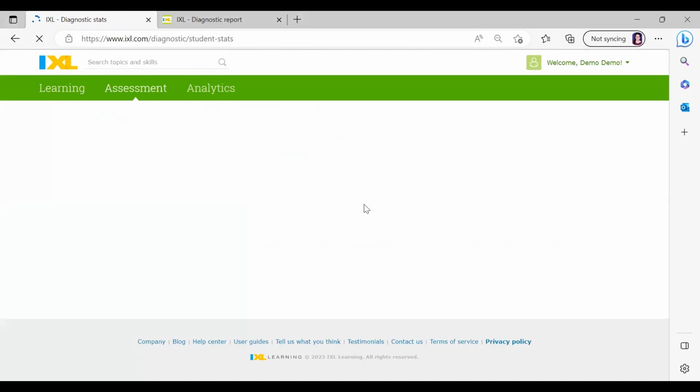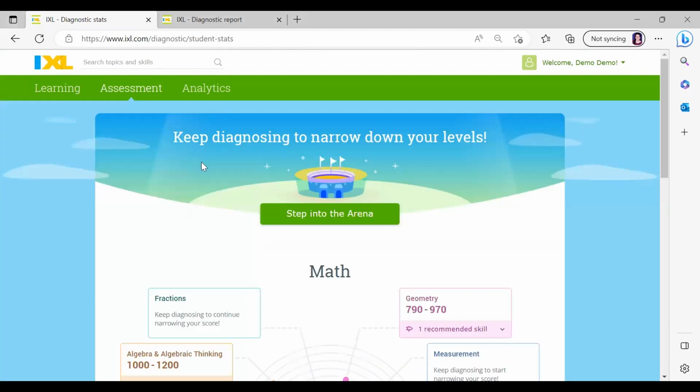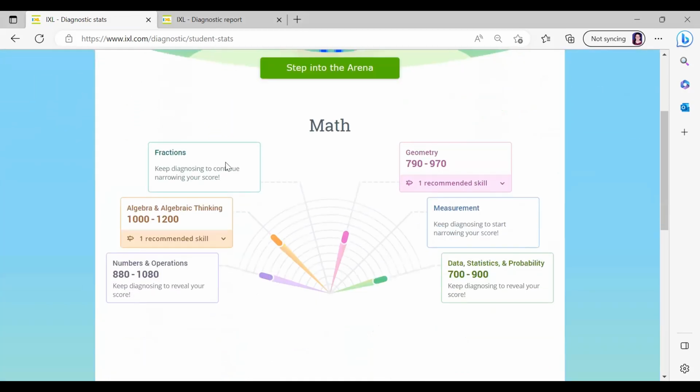Let's take a look at the demo account just to see what the diagnostic result is. The diagnostic result comes out before you even finish. So you can just do a little bit, then they give you a diagnostic result. Like for example, in this particular case, the fraction was never diagnosed. There's nothing about it. And then the numbers, it was diagnosed this much, and actually it's not fully diagnosed yet. If you want to truly understand the person's ability on numbers and operations, you need to do more diagnostic. And then algebra and algebraic thinking is pretty well diagnosed already.